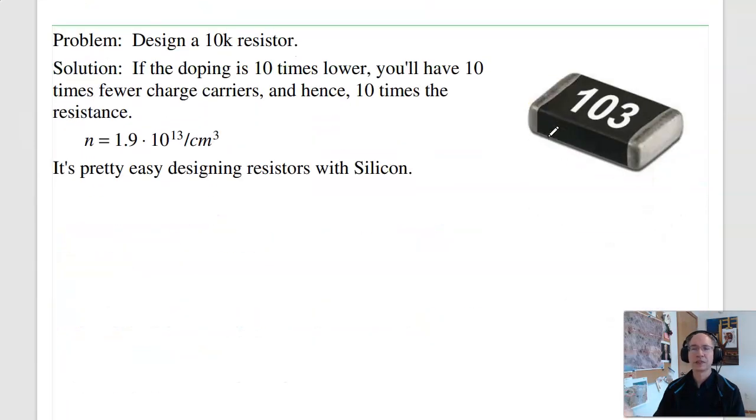And likewise, pick any resistor you want. If you want to make a 10K resistor, make the doping 10 times lower, gives you 10 times fewer charge carriers, gives you 10 times higher resistance. It's really easy designing resistors with silicon.